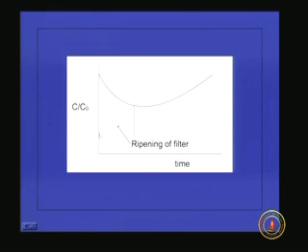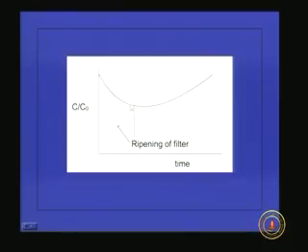This is the same thing represented in terms of C by C naught and time. As soon as we start operating a fresh filter, the C by C naught value will be relatively higher. Then with respect to time, it will be decreasing and you will get a lowest value here. This is what we call ripening of the filter. At this time, the filter will be operating at its optimum condition. That means the pore size is such that it removes the maximum particles and the velocity is also reasonable.